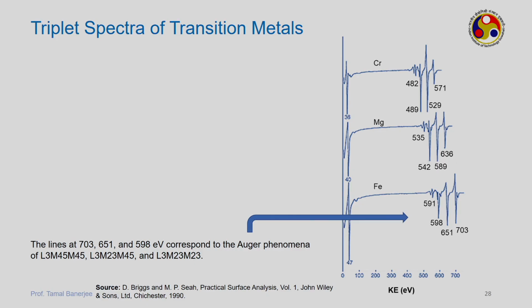And for the transition elements, they usually have a triplet, and this triplet is primarily due to the LMM transition in the case of Auger spectroscopy. In the case of iron, you have a triplet at 703, 651, 598. Like that, you have a triplet for manganese, chromium, and so on. That is a fingerprint for the transition elements. So, triplet spectra of transition elements is also very important.